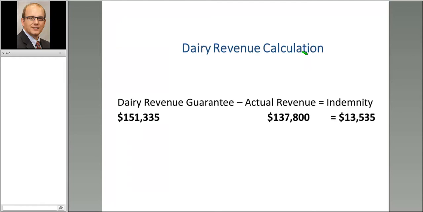So then what we'd want to do is take that dairy revenue guarantee minus that actual revenue. In this case, the guarantee was greater than our actual, so we'd have the indemnity. That would trigger that indemnity.